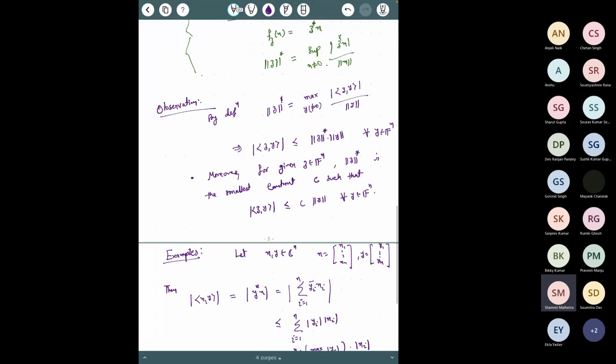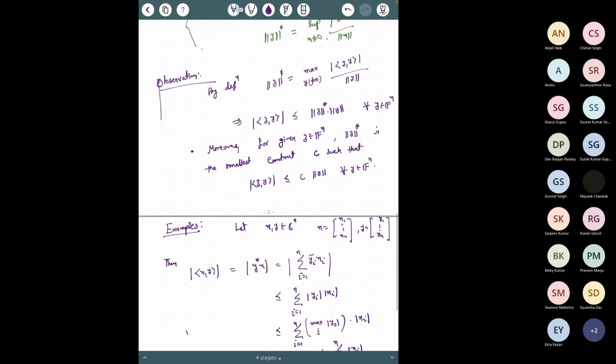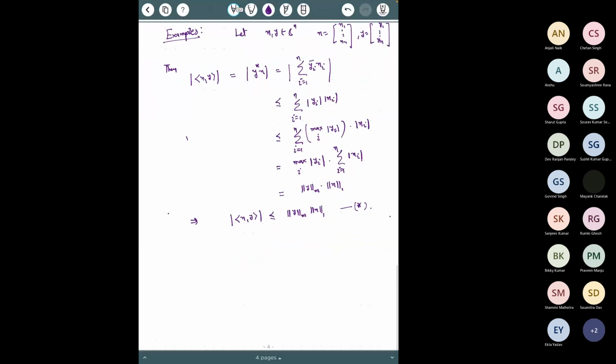So if you look at here, can you repeat again? So like dual of one norm is sup norm. Is sup norm, or can you say from here that this is sup norm? The dual of one norm is sup norm. Can you say from here?